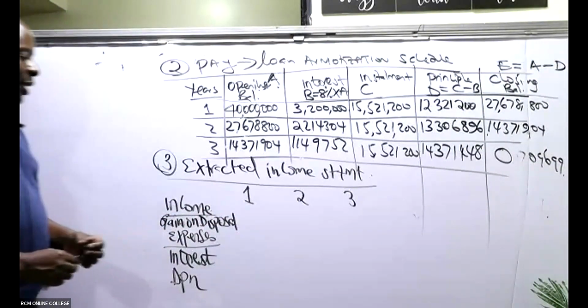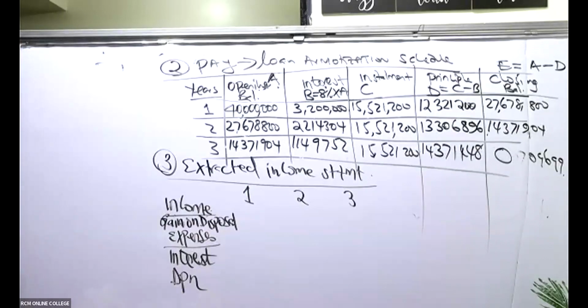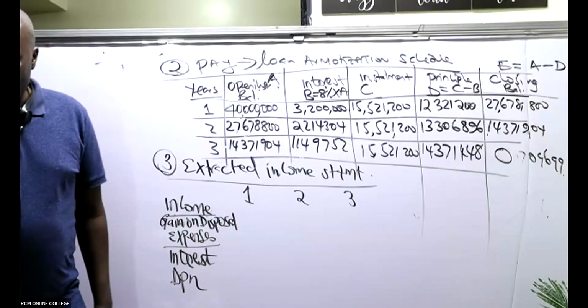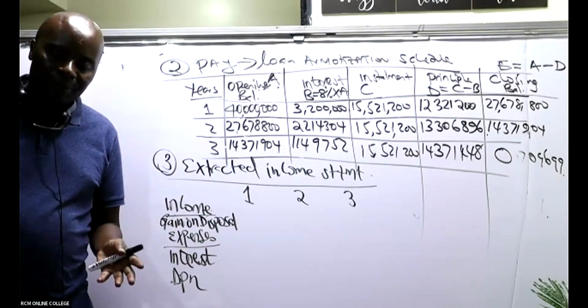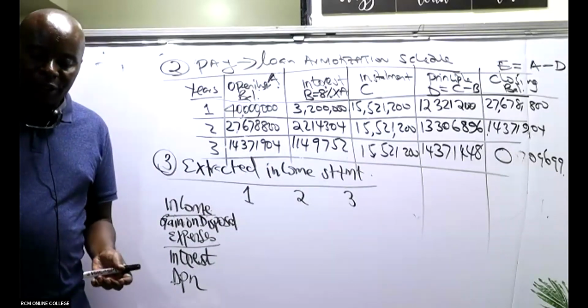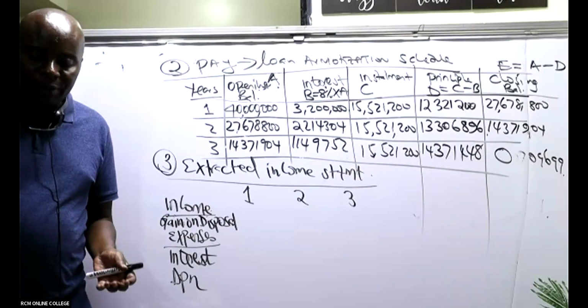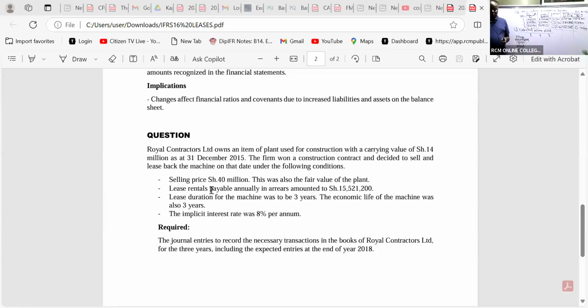Can somebody give me this gain on disposal that we shall book in year one? Remember, this asset initially was ours. We sold it for 40 million, and by the time we were selling it, its net book value was 14. The carrying value was 14. So see, we made a huge profit, really. We sold it for 40 when it was worth 14 in our books.